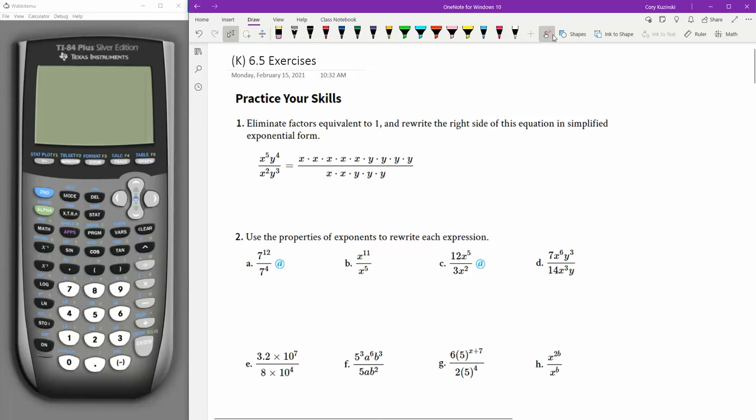So when they say eliminate factors equivalent to 1, they're saying that x divided by x is 1. So we can eliminate that. And x divided by x is 1. And y divided by y is 1. And this y divided by y is 1.